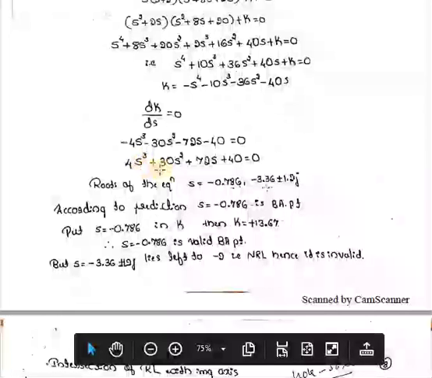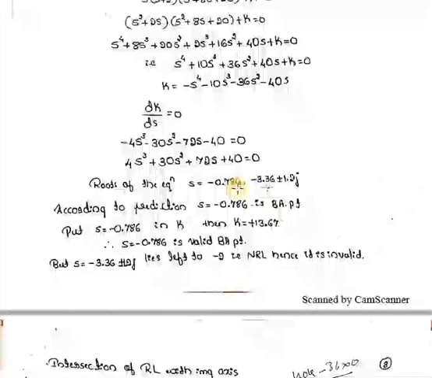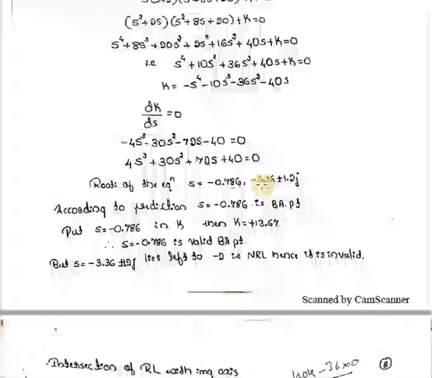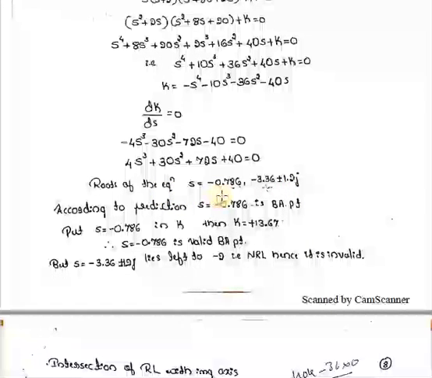You can get these roots directly from the calculator. One root is minus 0.786 and the others are complex roots, minus 3.36 plus or minus 1.2j. According to the general prediction, your breakaway point lies between 0 and minus 2. So this value lies between 0 and minus 2, so it is a valid breakaway point, and for the other, the real part is minus 3.36, which is beyond minus 2, so it is on the NRL part, so it is an invalid breakaway point.